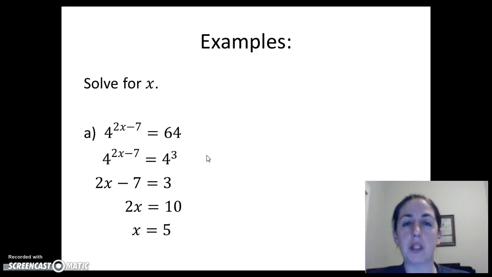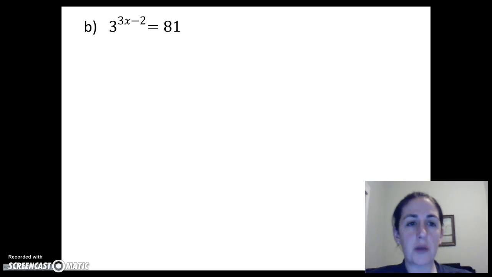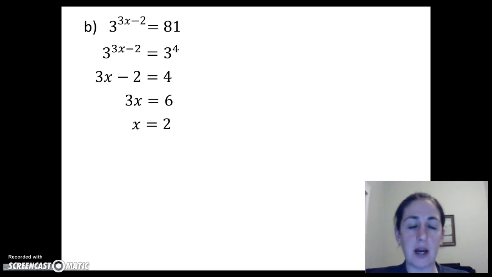Remember, when you solve equations, you can check that your answer works by plugging x equals 5 back into the original equation and making sure you get a true statement. Let's do another one. 3 raised to the 3x minus 2 equals 81. If we could write 81 as a base 3, then we could set their exponents equal to each other. Well, 81 is 3 to the 4th, so we can set 3x minus 2 equal to 4 and solve for x. Add 2 to both sides, divide by 3, and we get x equals 2.